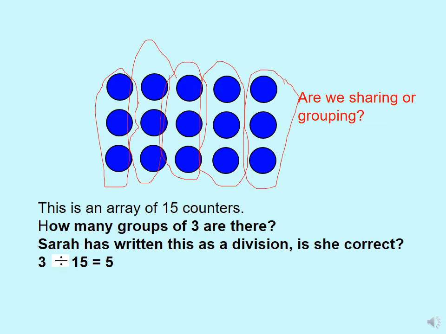And let's have a look at this bottom question. Sarah has written this as a division. Is she correct? 3 divided by 15 equals 5. I want you to think about why she isn't correct. If we had 3 counters, could we put them into groups of 15? No, we couldn't. When we divide, we always have to put the biggest number at the start.